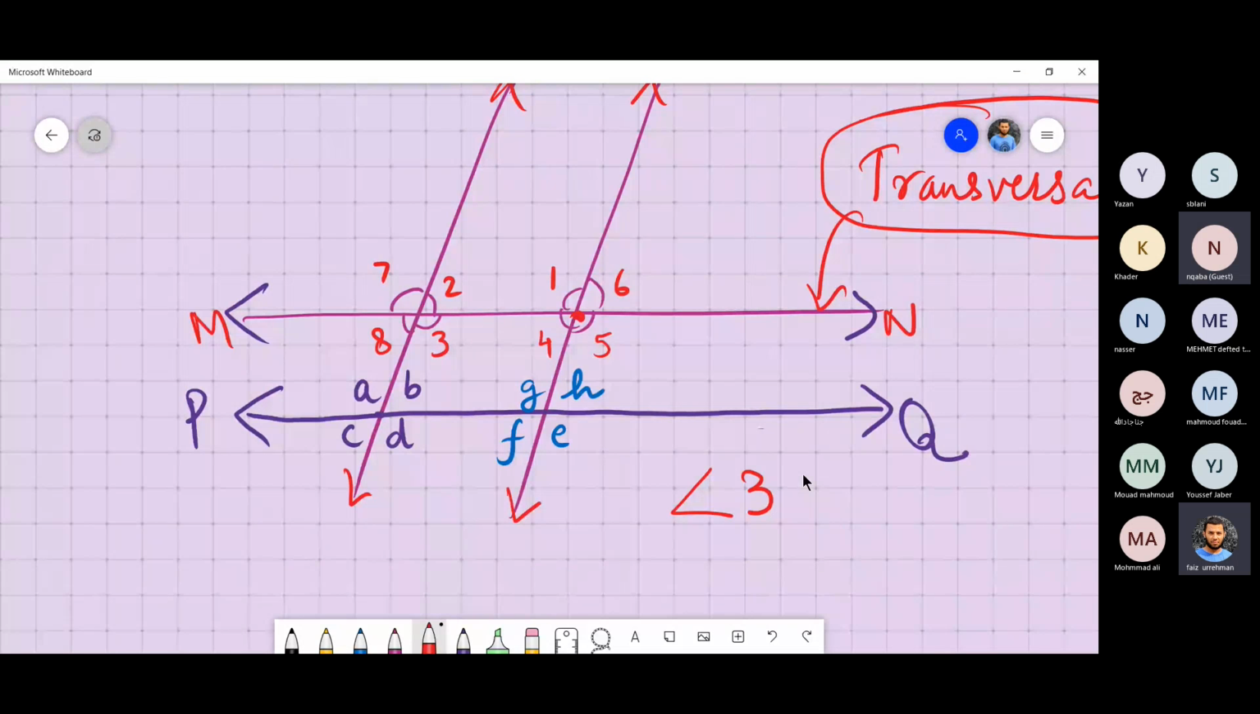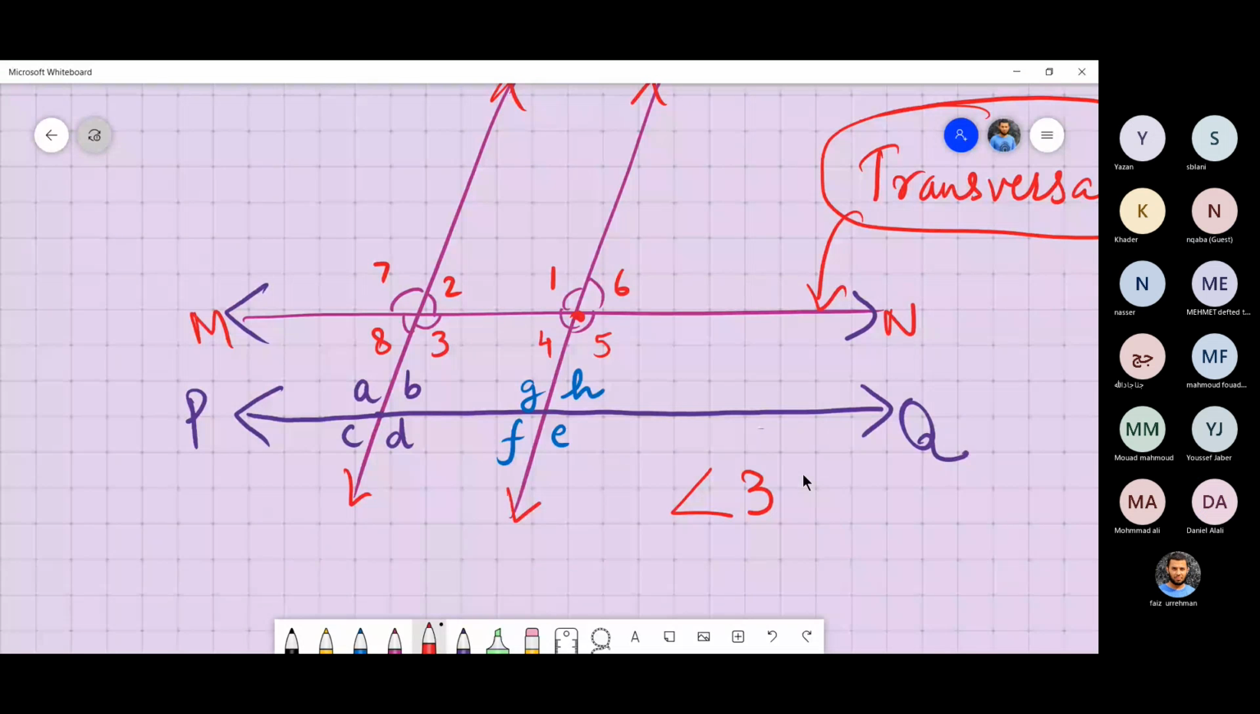Is it 2? No, it's not 2. It's 1. With 3, it's 1, and with 3, it's A. There are 2 alternate angles. If you see above, can you see this? Yes. It's 1, Z, and A. Can you see the Z letter? Yes, you can see it.